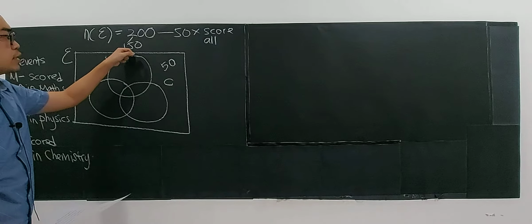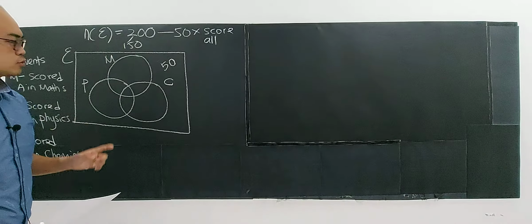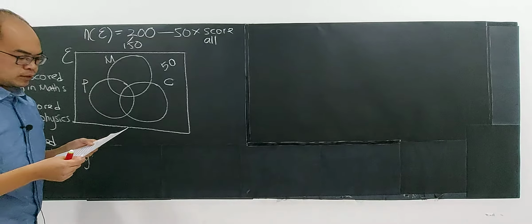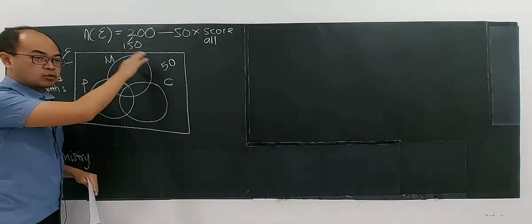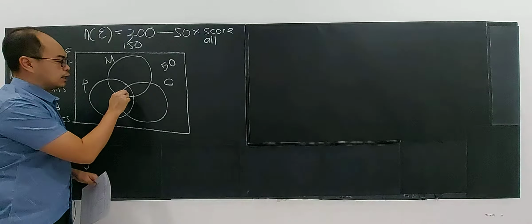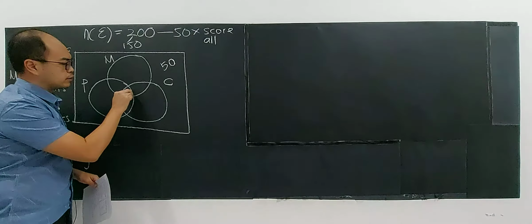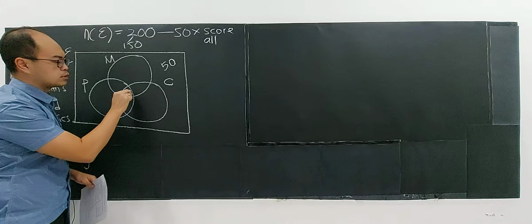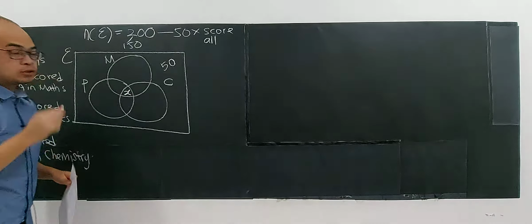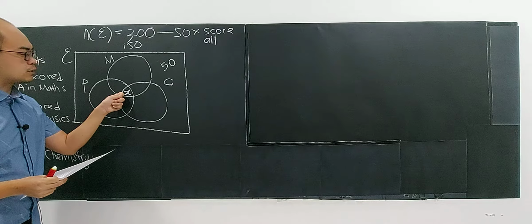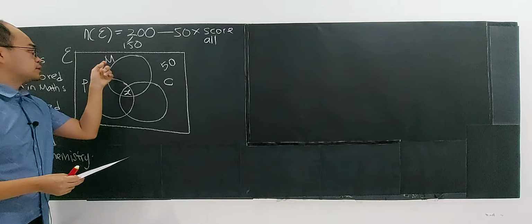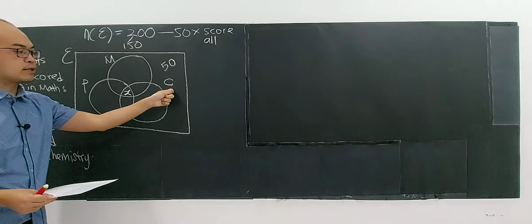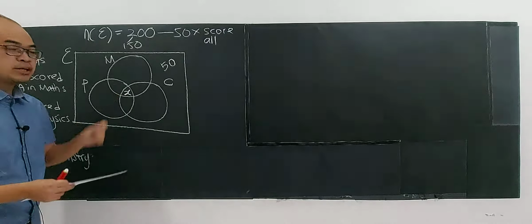This 150 scored A in at least 1 subject. But when you want to construct the diagram, you must know how many. This is the most important thing that students must know. You don't know how many are scoring in 3 subjects, meaning the top students who score in mathematics, chemistry, and physics. I put it as X.